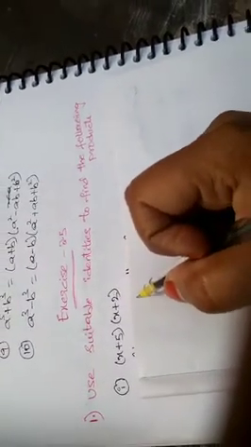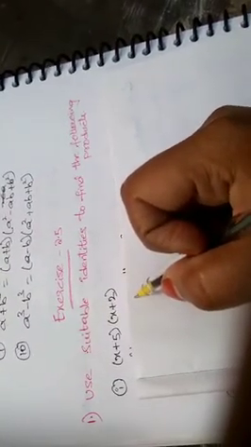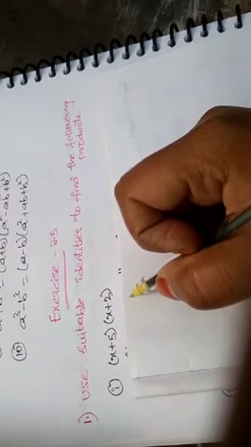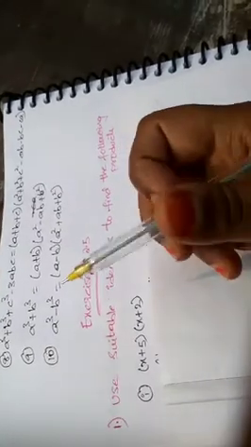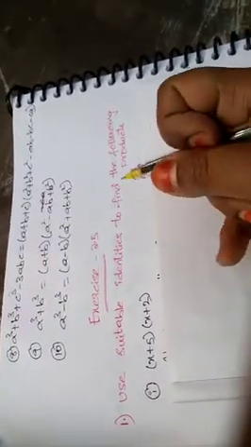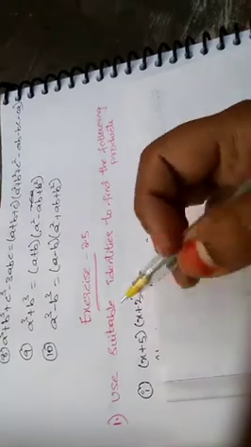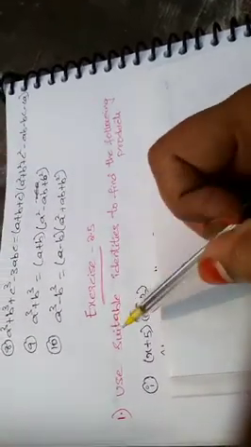Hello children, in the last class we discussed polynomials and the algebraic identities: (a plus b) whole square, (a minus b) whole square, (a plus b plus c) whole square, (a plus b) whole cube, (a minus b) whole cube. All these identities we discussed, right? So here we are going to solve problems based on those formulas.